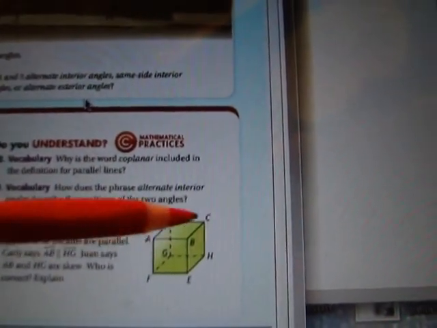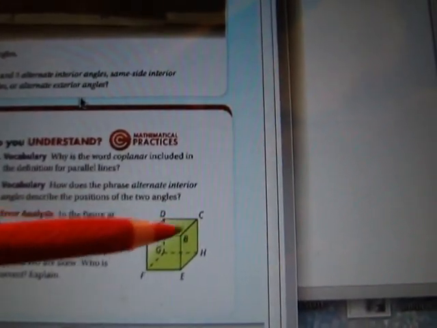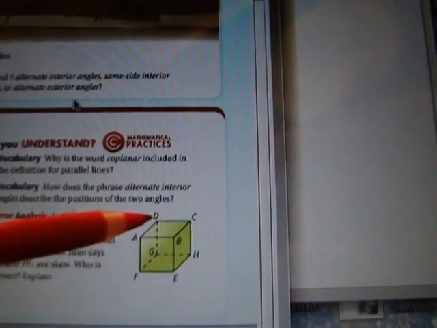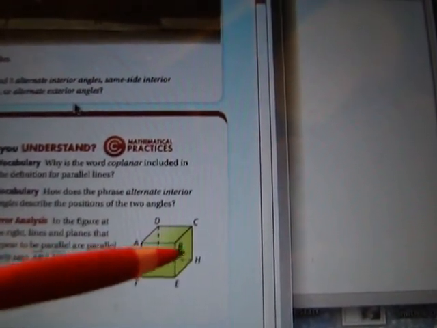All right, number 8. Why is the word coplanar included in the definition of parallel lines? Well, parallel lines, such as AD and CB here, they're in the same plane. See, these parallel lines are on the top, or these parallel lines are on the right side. Coplanar means lying on the same plane. So, coplanar.